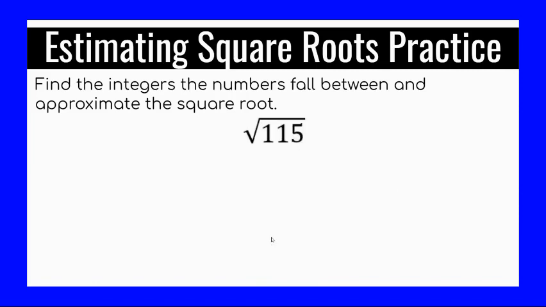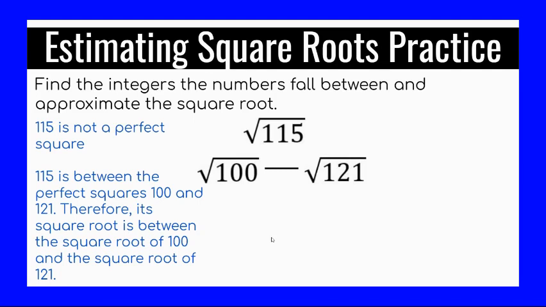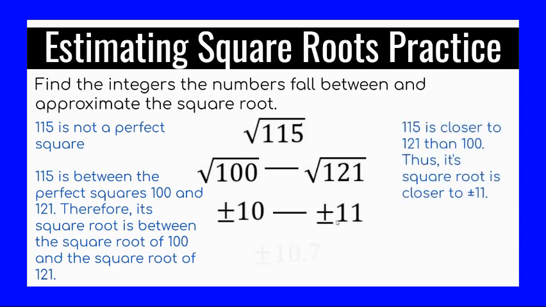And last but not least, we have the square root of 115. Well, the square root of 115 is between the square root of 100 and 121. The square root of 100 is plus or minus 10. The square root of 121 is plus or minus 11. 115 is closer to 121 than it is to 100, so our answer should be closer to plus or minus 11. When I type it in the calculator, I get 10.7, which is indeed closer to plus or minus 11.